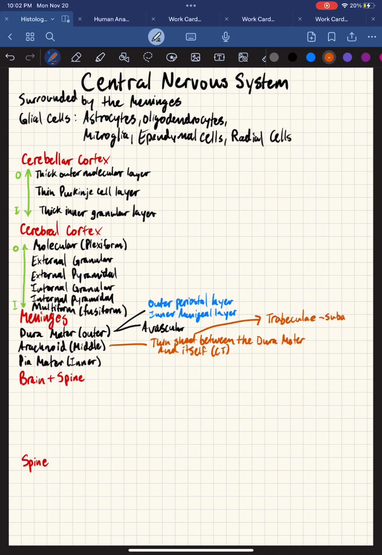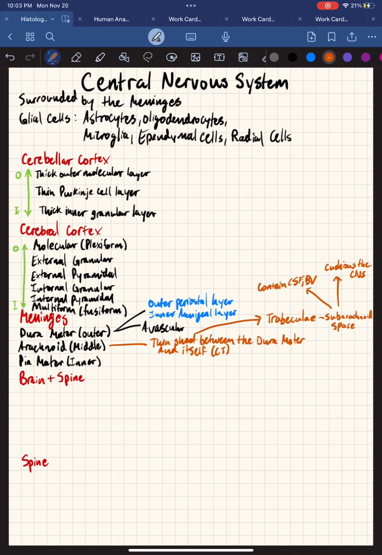So sub means below, and below means arachnoid. So it's the subarachnoid space. And this subarachnoid space actually has a couple functions. So it contains a lot of CSF, which is cerebrospinal fluid, and it has a lot of blood vessels. We're going to abbreviate that as BV. And also, it cushions the central nervous system.